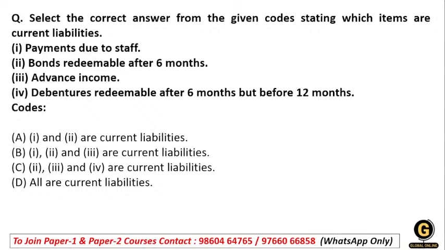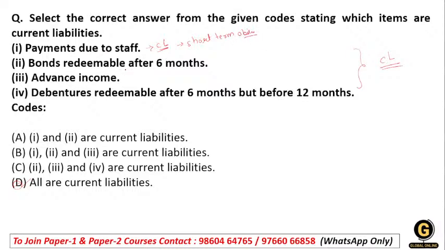First let's understand here that all these are items of current liability. So the right answer will be all of the above. Now understand why. Payment due to staff is your current liability, because we are writing undue payment or unpaid salary, wages, or other payments due to staff. This is your short term obligation, so this is your liability.